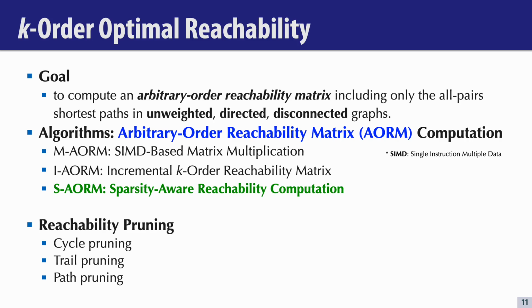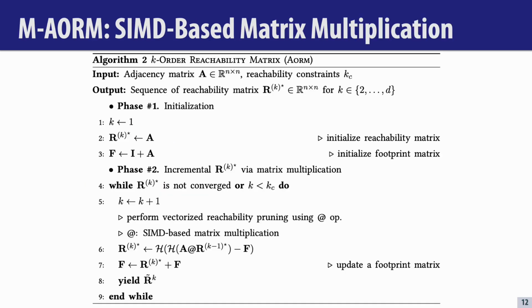To obtain an optimal reachability matrix, our algorithm deals with removing unimportant walks. We call this process reachability pruning. We perform the pruning for the following three types of insignificant walks, such as cycles, trails, and longer paths, to obtain an optimal reachability matrix. The first simple idea is to exploit the SIMD-based matrix multiplication for the power iteration of the reachability matrix. This is called MAORM.